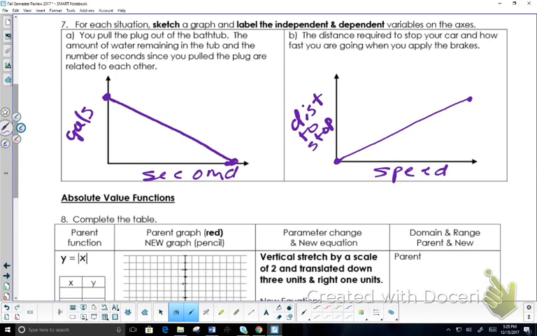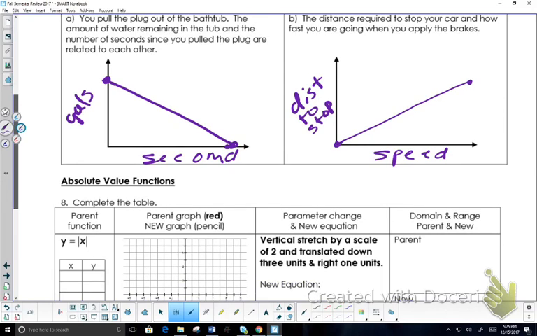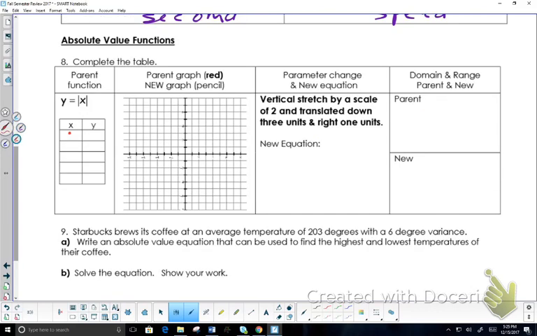Okay, absolute values. Let's see if we can remember what these are. Parent graph in red. Let's see, if I plug in 0, I'll get 0. The absolute value, oh, I better do some negatives in this, shouldn't I? Yep. Let's do -2. The absolute value of -2 is 2. The absolute value of -1 is 1, 0, 0. 1's 1, 2's 2. Okay, and all I did was plug those in and spit out the y value. That means I got a point here.